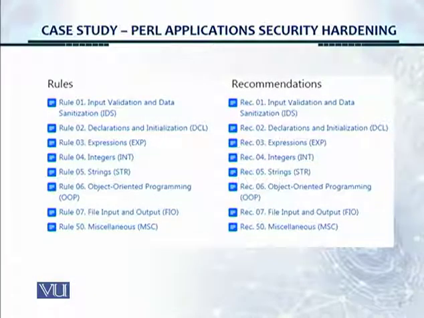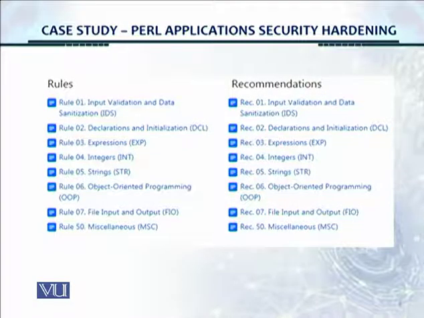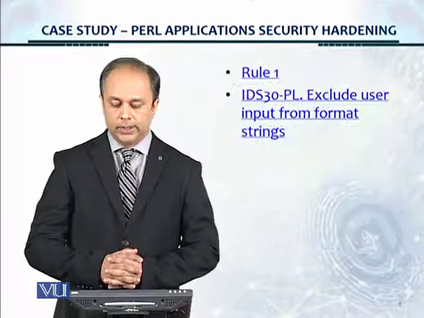If you look at the SEI website, Software Engineering Institute of Carnegie Mellon, there are rules and recommendations. Here we have around 7 or 8 rules on the left side, and on the right side you see about 7 or 8 recommendations, and this is the layout of what the website looks like. So let's take a look at rule number 1.